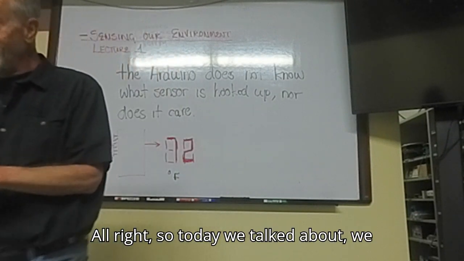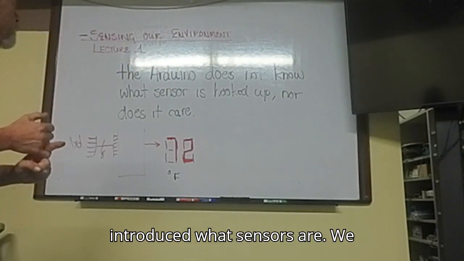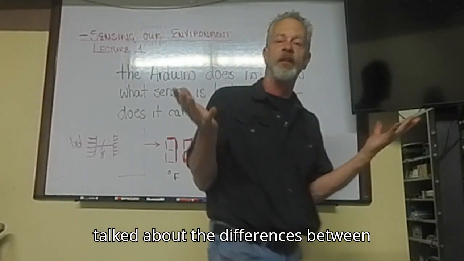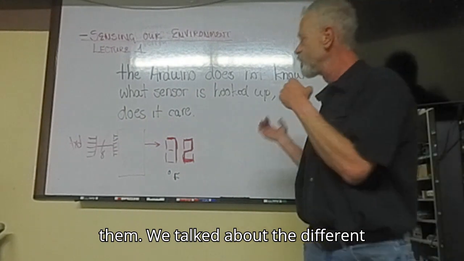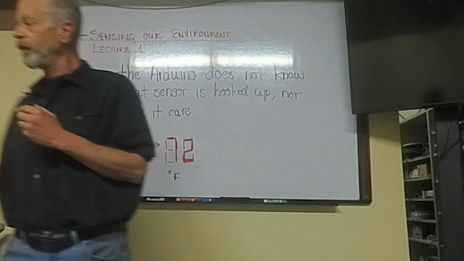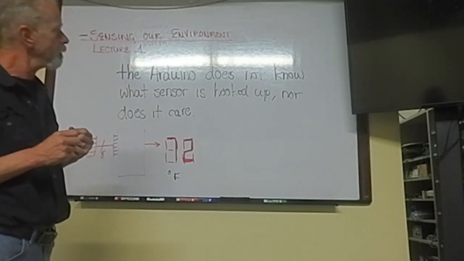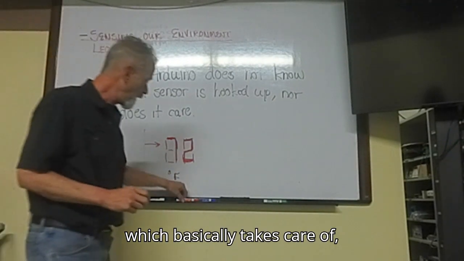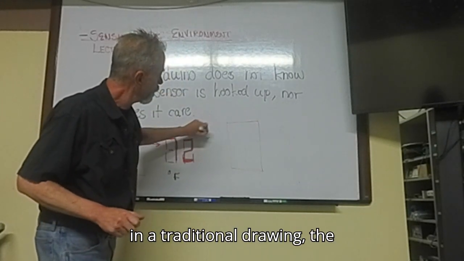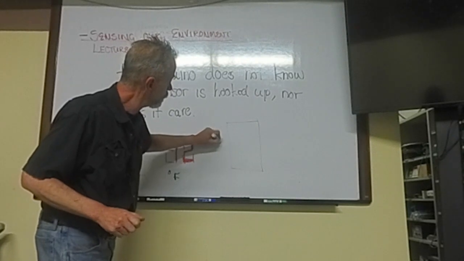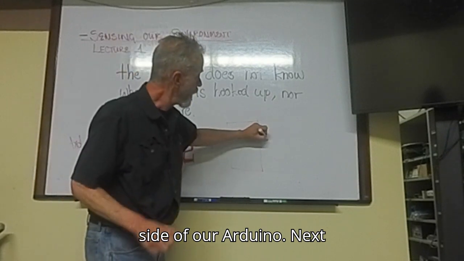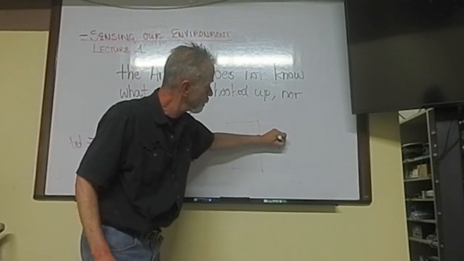All right, so today we introduced what sensors are. We introduced what transducers are. We talked about the differences between them. We talked about the different things that we can measure using sensors and transducers, which basically takes care of, in a traditional drawing, the left hand side of our Arduino.